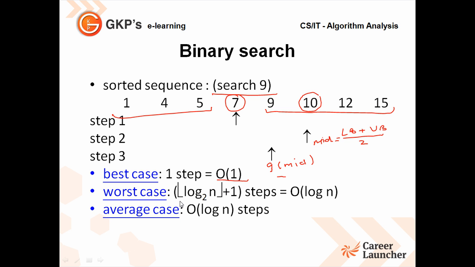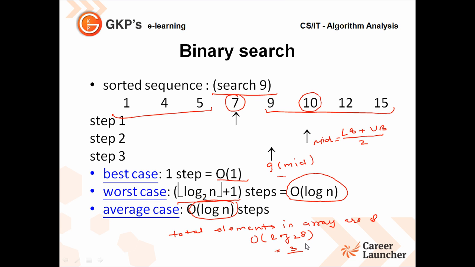In worst case it will be log base 2 n plus 1 steps and it will be order of log n. That means the running time of binary search in worst case and average case is always order of log n time. Suppose the total number of elements in an array is 8, then searching is order of log base 2 of 8, that means equal to 3. That means it will take 3 steps of running time to find the element which is to be searched. If it is there, it will be found in 3 steps, otherwise the element does not exist in the array.